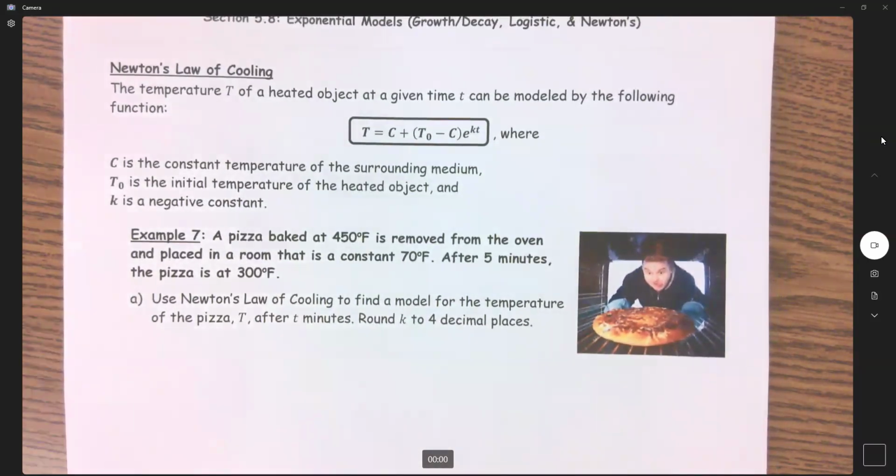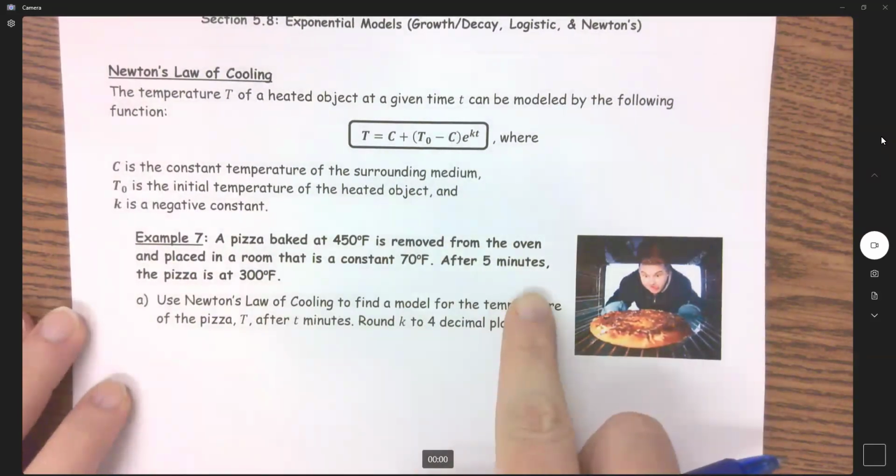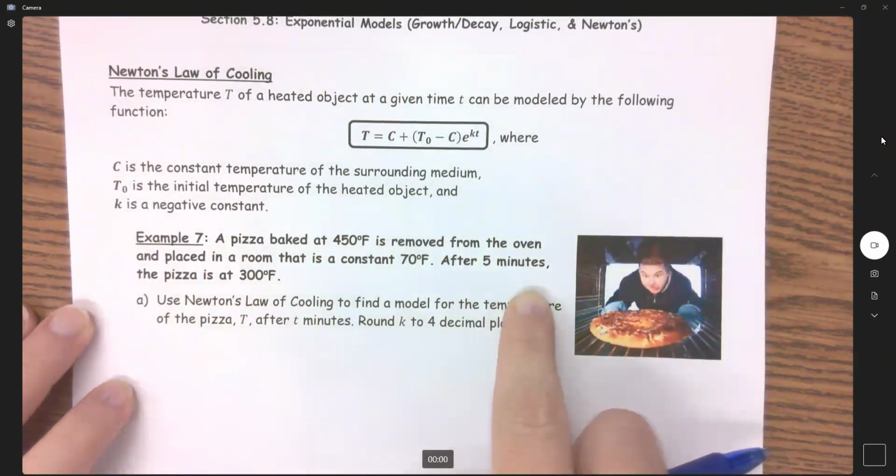So here's our example. A pizza baked at 450 degrees Fahrenheit is removed from the oven and is placed in a room that is a constant 70 degrees Fahrenheit. After 5 minutes, the pizza is at 300. So part A, using Newton's law of cooling, find a model for the temperature of the pizza T after t minutes. We're going to round k to 4 decimals. So let's figure out what all of these things represent.